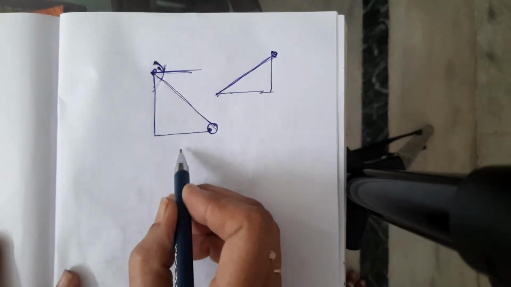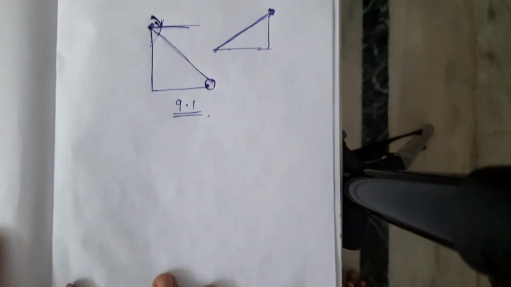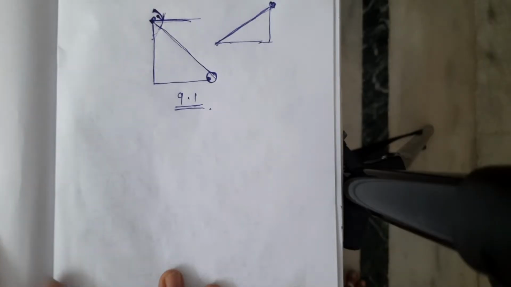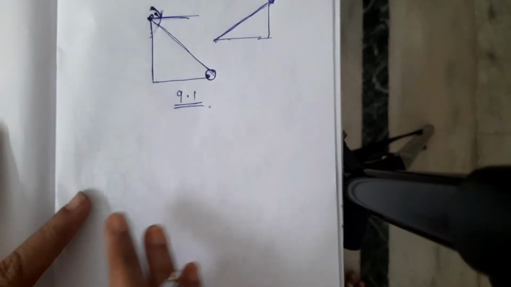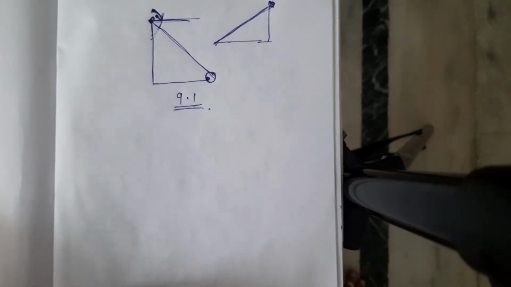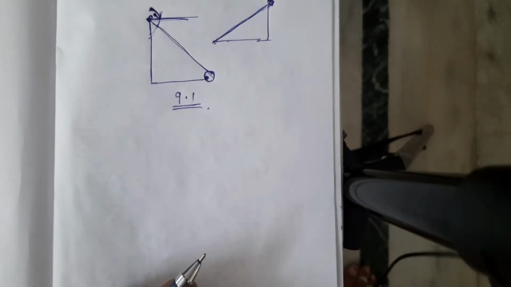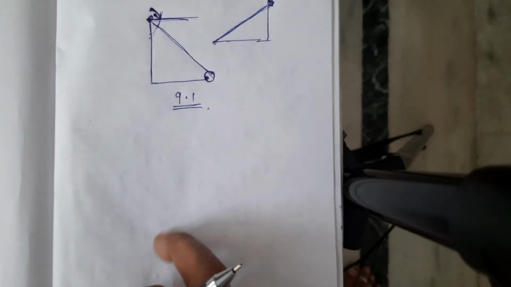So today we are starting with chapter number 9.1 of 10th standard, applications of trigonometry. Let's start with the first question. In the first question it is given: a circus artist is climbing a 20-meter long rope which is tightly stretched and tied from the top of a vertical pole to the ground.